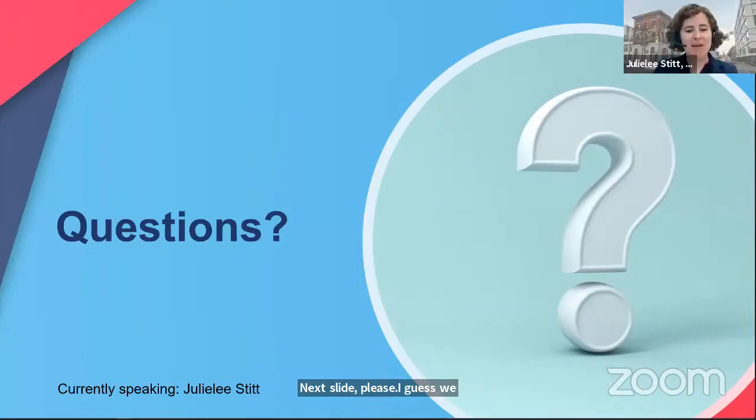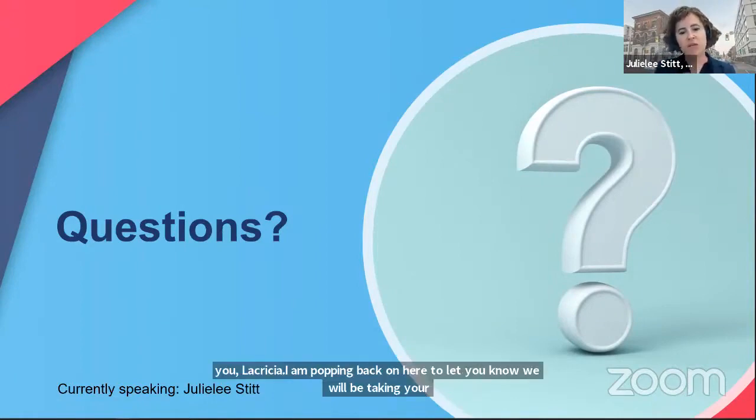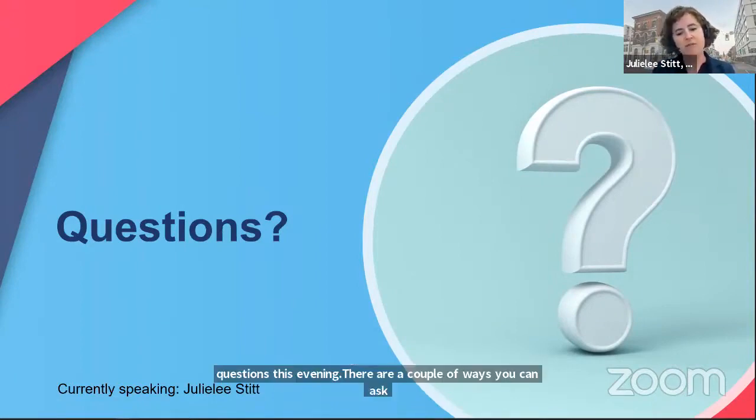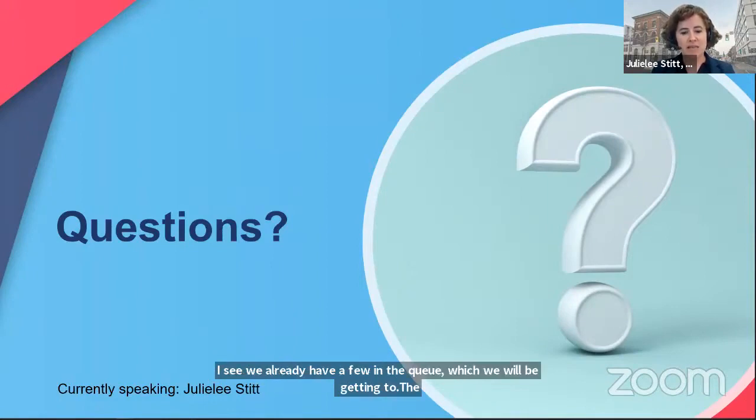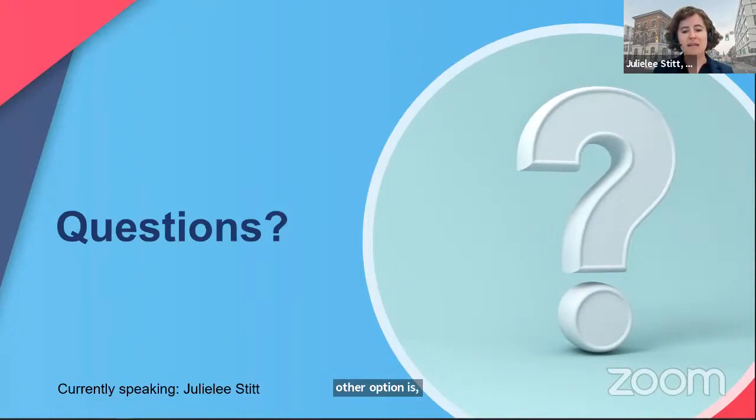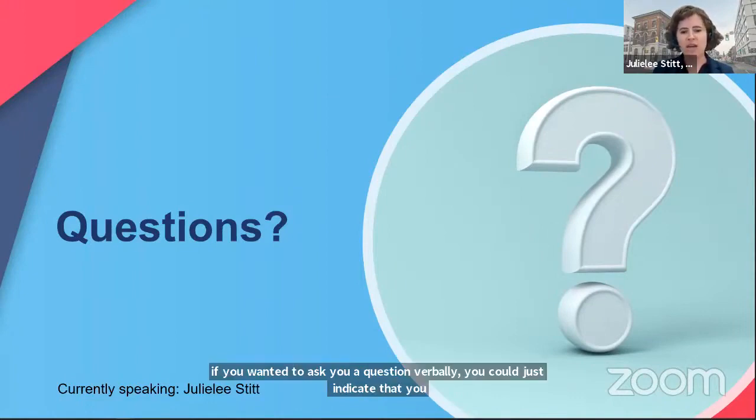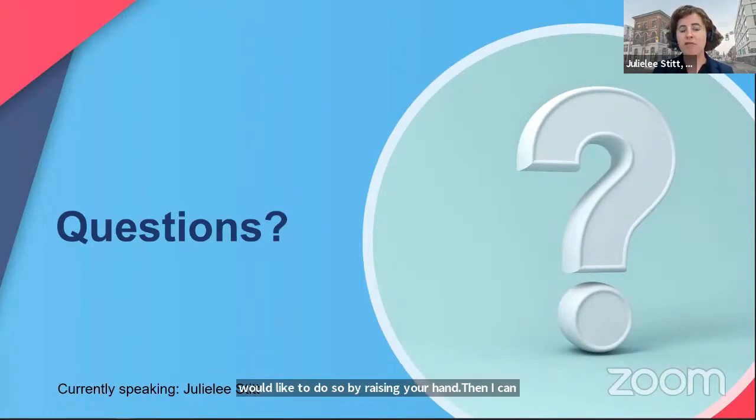So I'm just popping back on here to let you know that we are going to be taking your questions this evening, and there's a couple of ways that you can pose them. So right off the hop, I had mentioned that there's the Q&A tool at the bottom, and I see we already have a few in the queue, which we're going to be getting to. The other option is if you wanted to ask your question verbally, you could just indicate you would like to do so by raising your hand, and I can enable your audio. And I did check, I didn't see anyone was joining us by phone, but if for some reason you get kicked off and you do rejoin by phone, then you would simply press *6, and that would trigger the raise hand function, and we would enable your audio so you could ask your question.